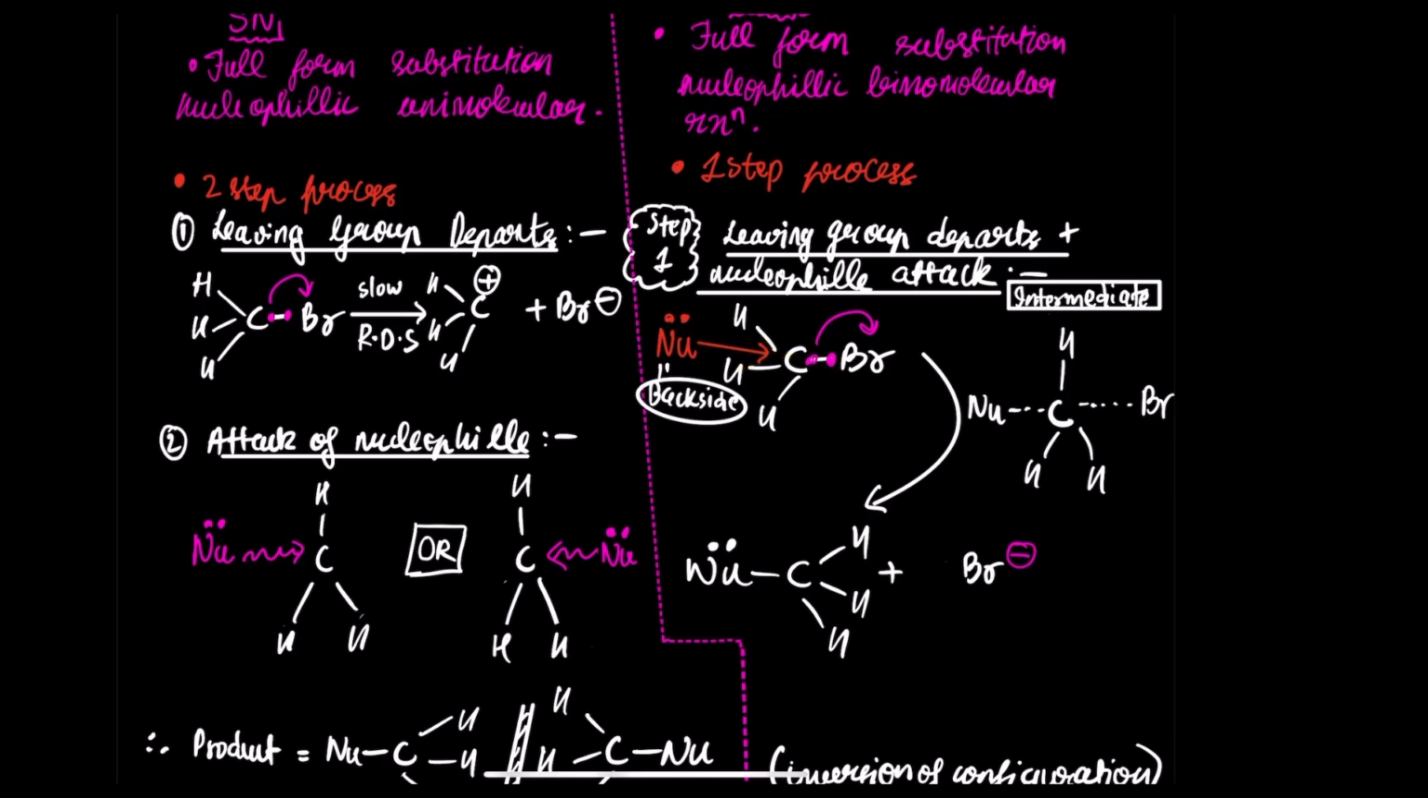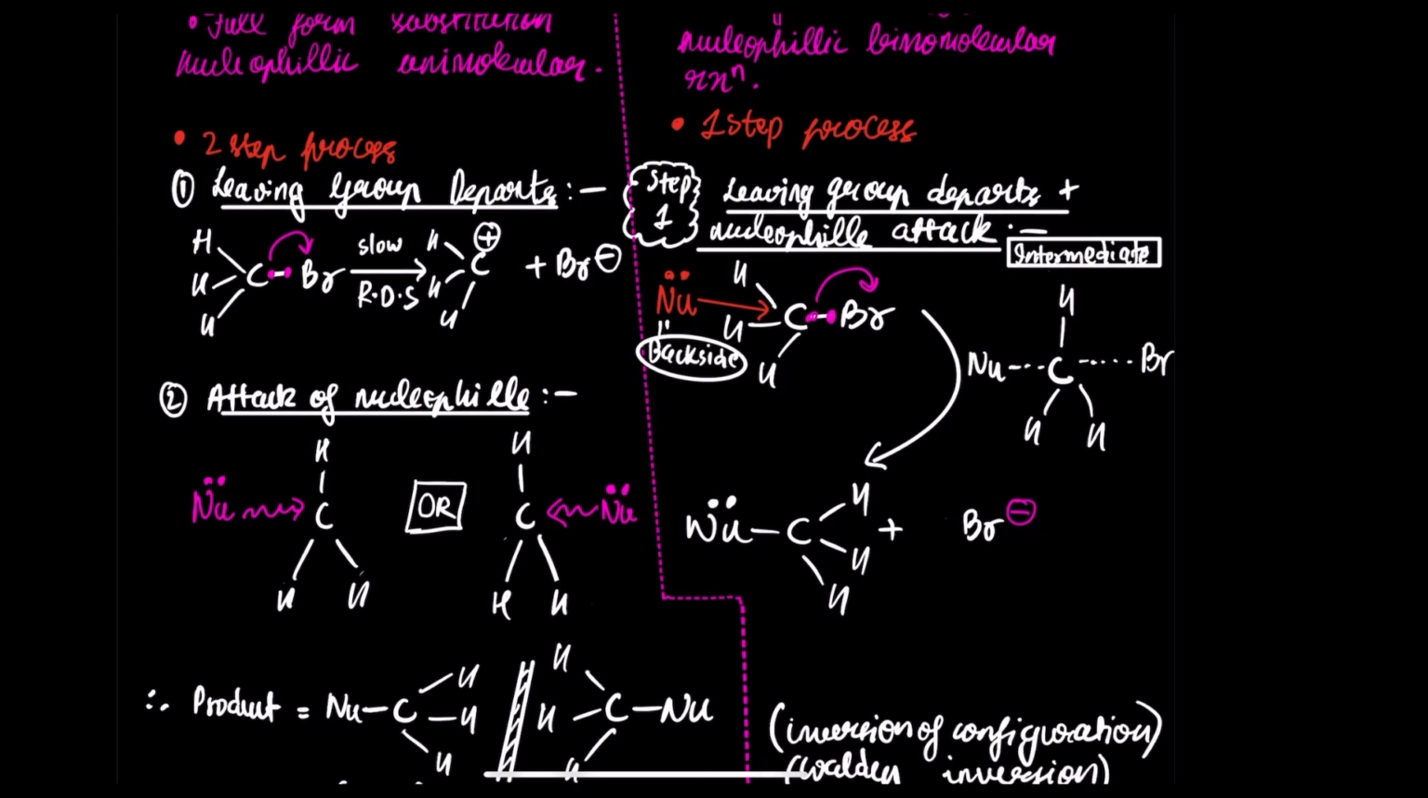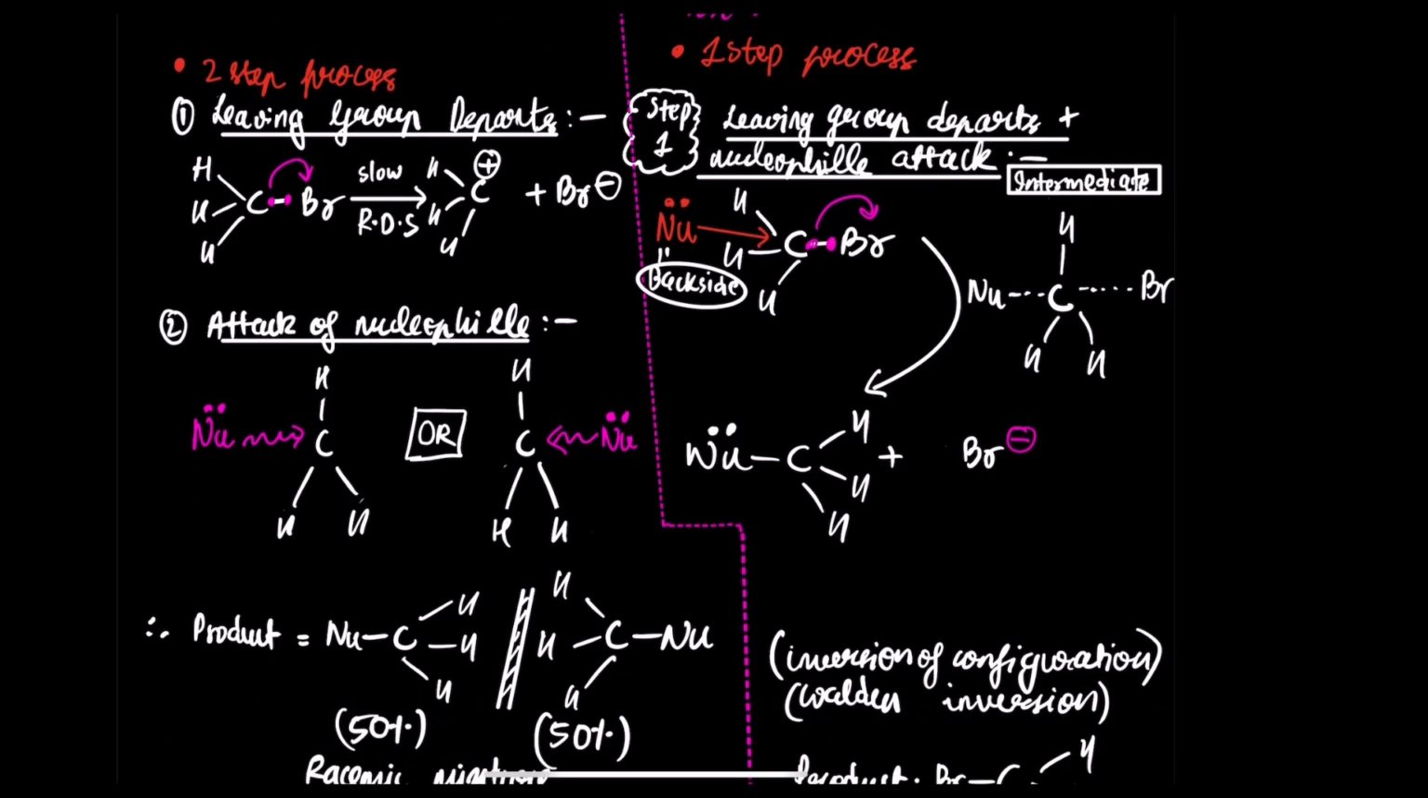So therefore we will have a partial bond formed between this nucleophile and the carbon, and there will be a partial bond with bromine. So this is the intermediate, as I have written over here. This is basically the reaction intermediate. Then what we will get is the nucleophile, and then there will again be an inversion of configuration.